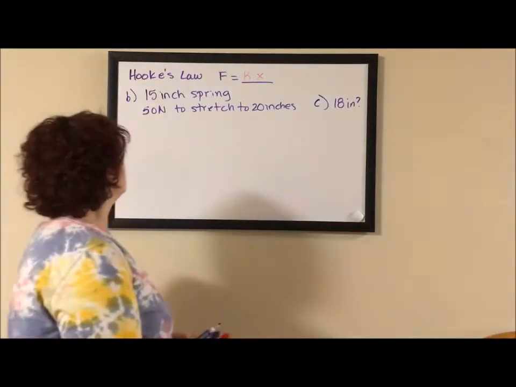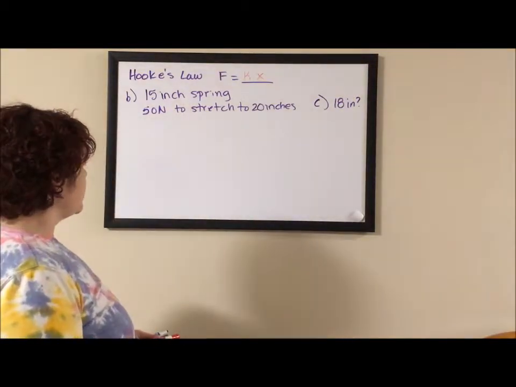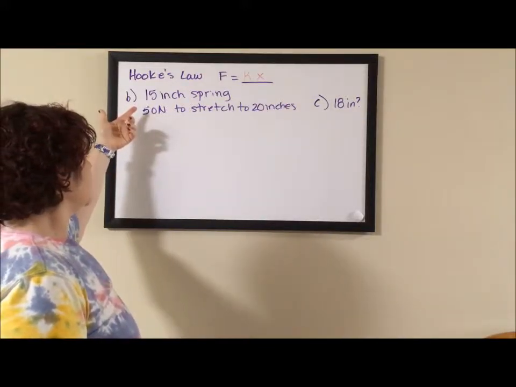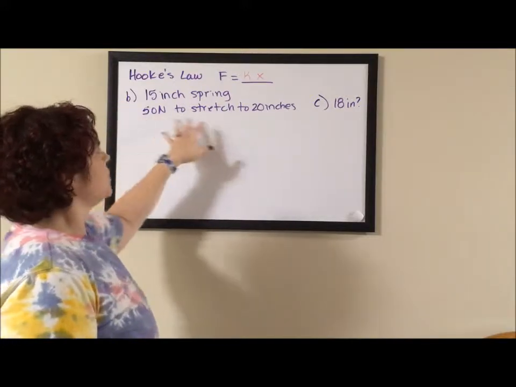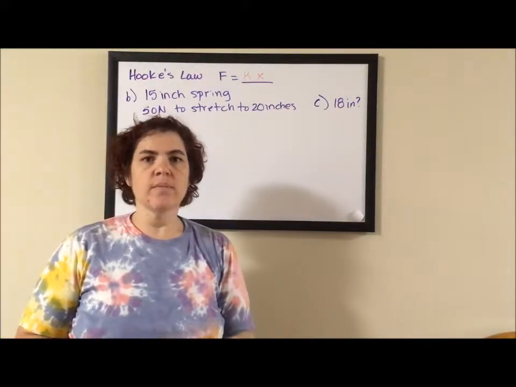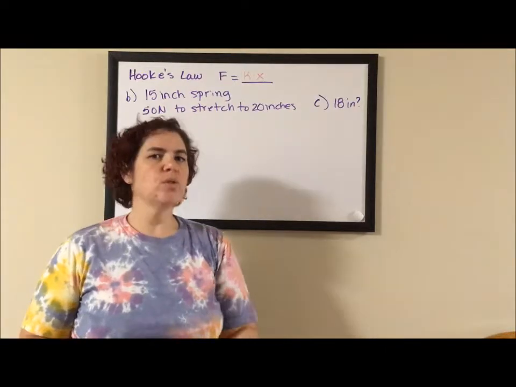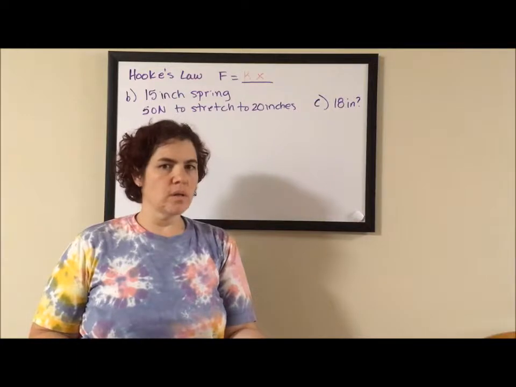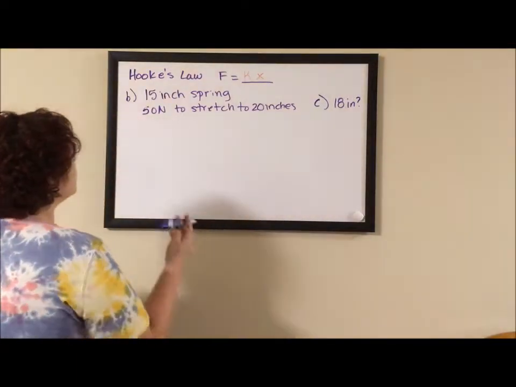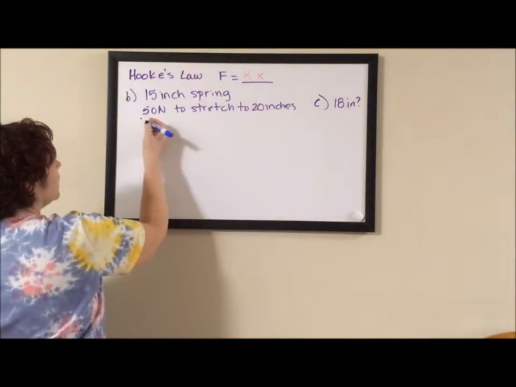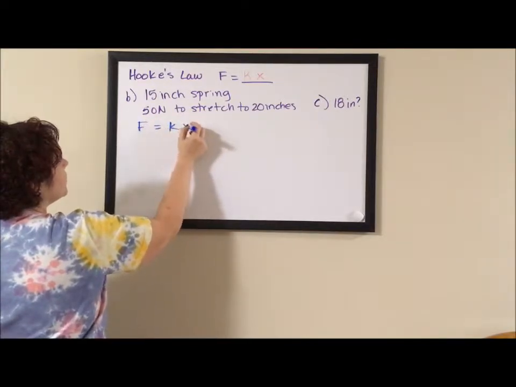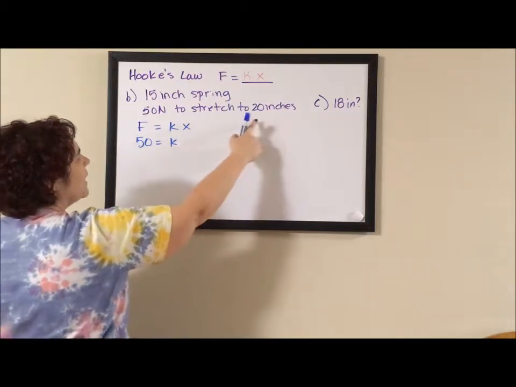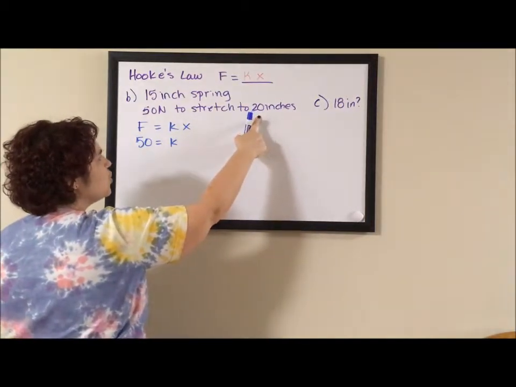Next, we're asked to come up with an equation. So if a spring at rest is 15 inches, and it takes 50 newtons to stretch it to 20 inches, this is going to allow us to calculate that constant of proportionality and come up with an actual equation. So what we do is we start with this F equals Kx. The F is 50 newtons, the K we don't know, and the X is not 20.